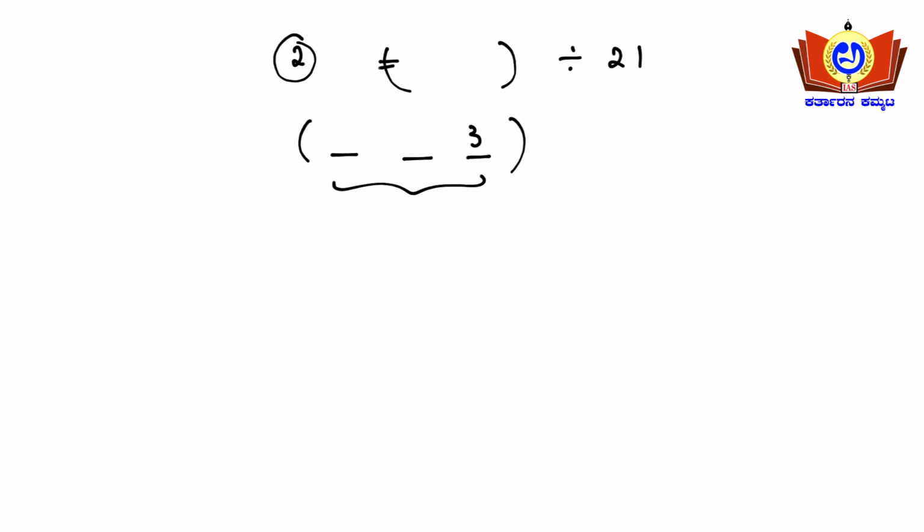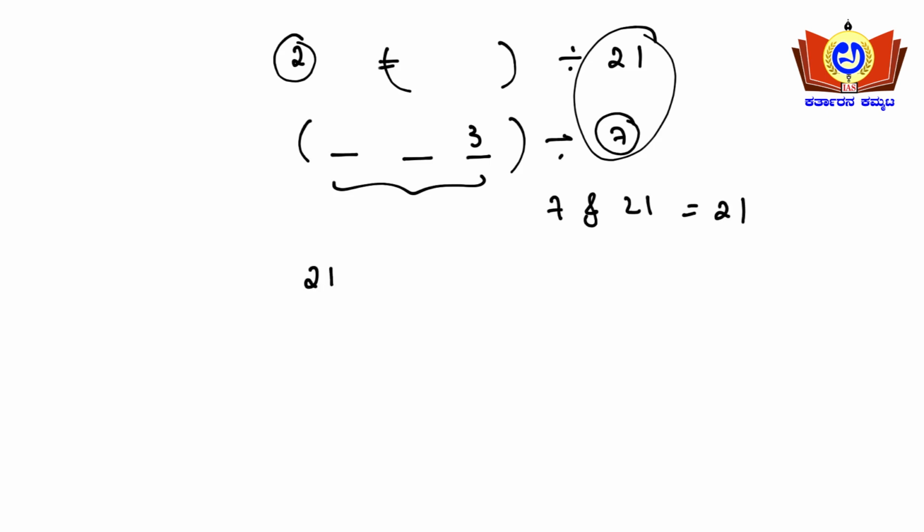Now see statement 2. It is telling that the number is divisible by 21. The question tells that the units place is 3, and it is a 3-digit number divisible by 7. So we need to take the LCM of 7 and 21, which will be 21. So 21 into which number will give a 3-digit number with units place 3? 21 into 13 is 273.